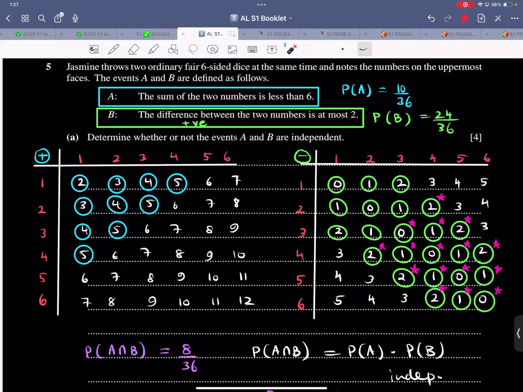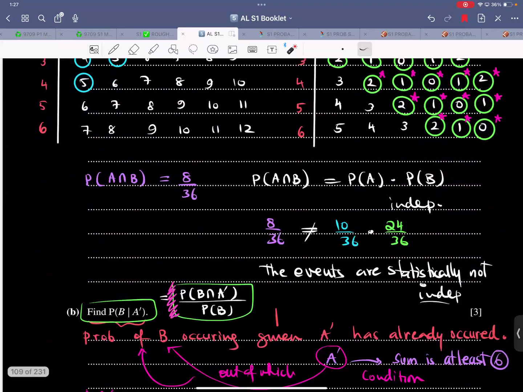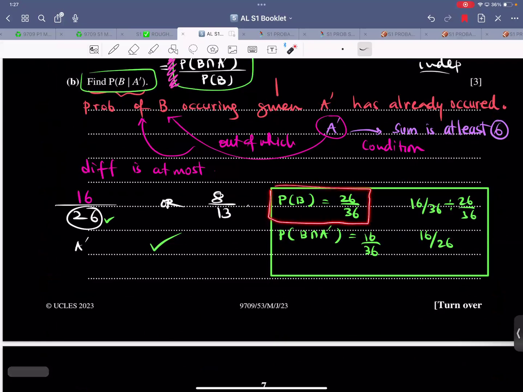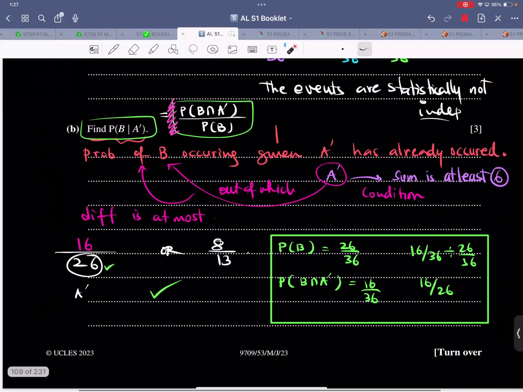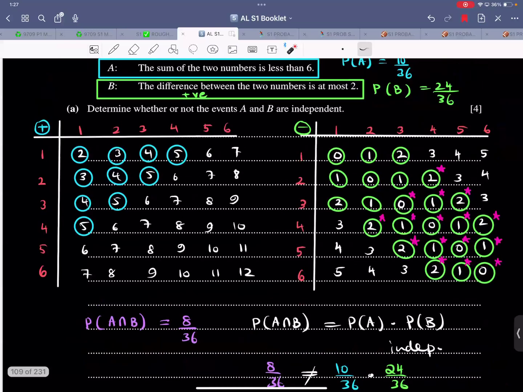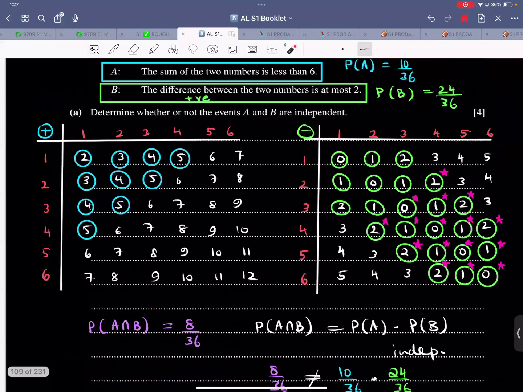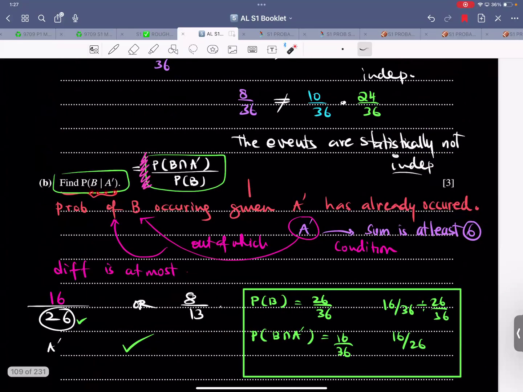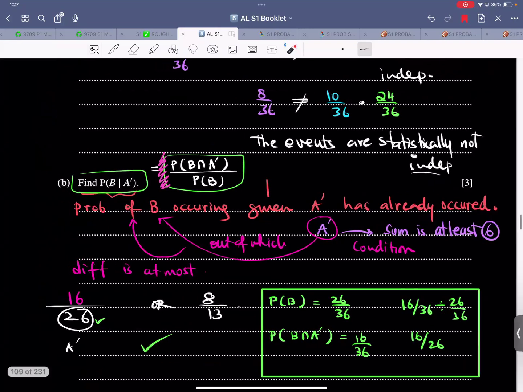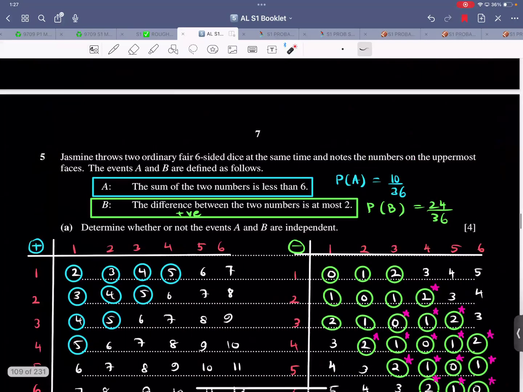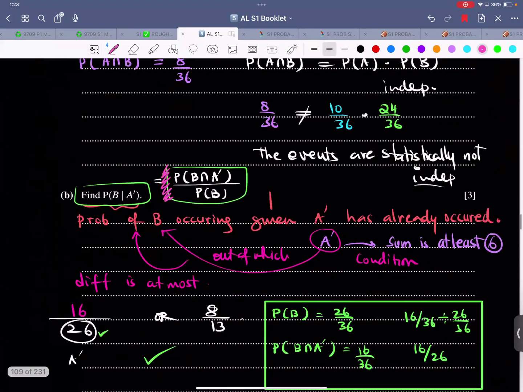36 minus 10, that is 26. 26 over 36. Thank you. So the probability of this condition is 26 over 36. That's the first thing. That is this event. Wait a minute. They are asking for B/A complement. So this A complement is this thing. Let me write it over here. Probability of A complement is 26 over 36. That's the first thing. Now, is there any common thing between B and A complement?